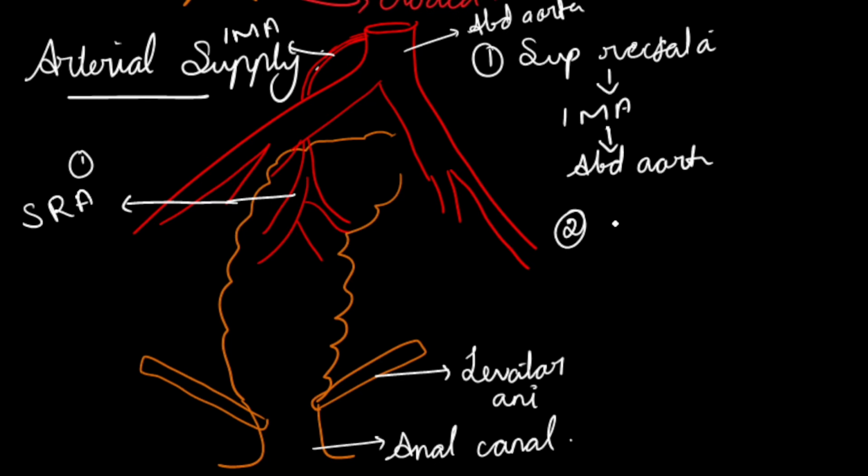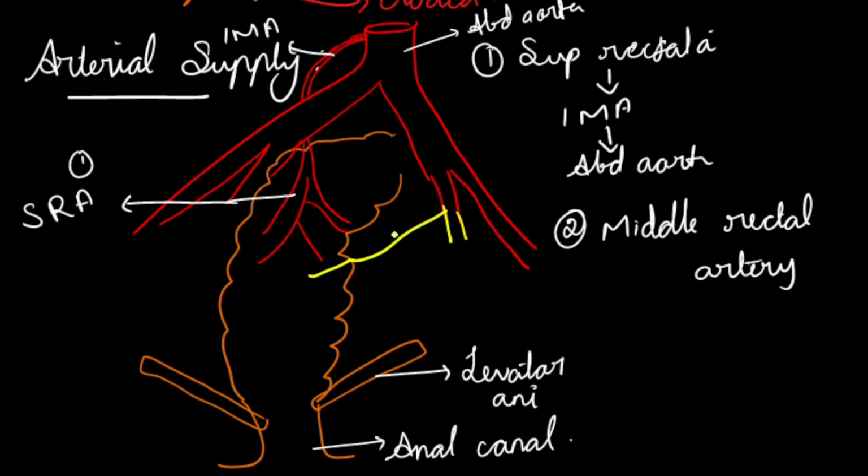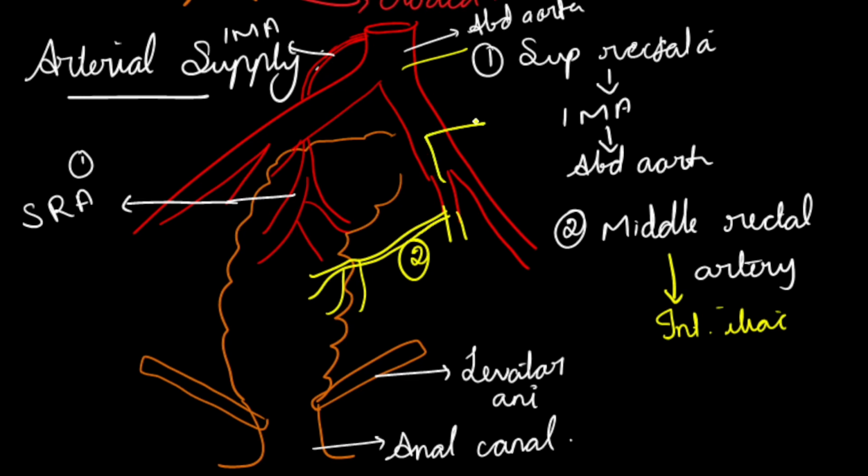The second major arterial supply is the middle rectal artery. The middle rectal artery arises mainly from the internal iliac artery. Here I had told this is the abdominal aorta, and this divides into common iliac, and common iliac divides into internal iliac artery and external iliac artery. And this internal iliac artery gives rise to the middle rectal artery.